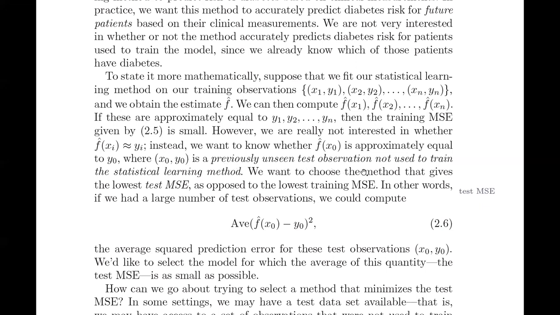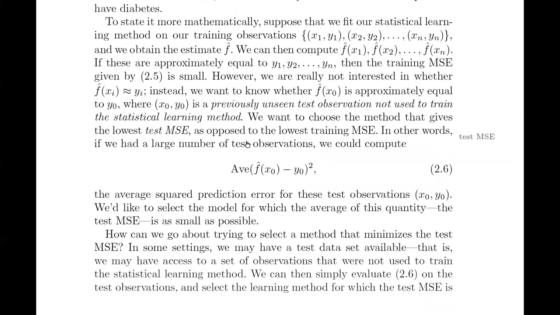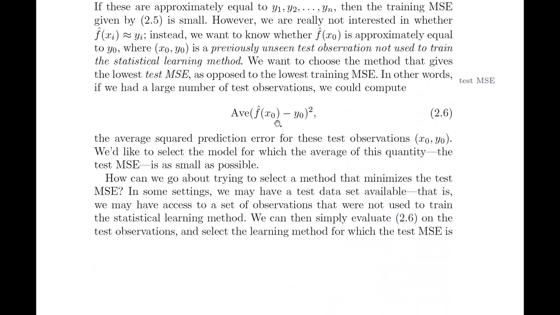It is an unseen test observation not used to train the statistical learning method. We want to choose the method that gives the lowest test mean squared error, and test is the unobserved data, as opposed to the lowest training mean squared error.